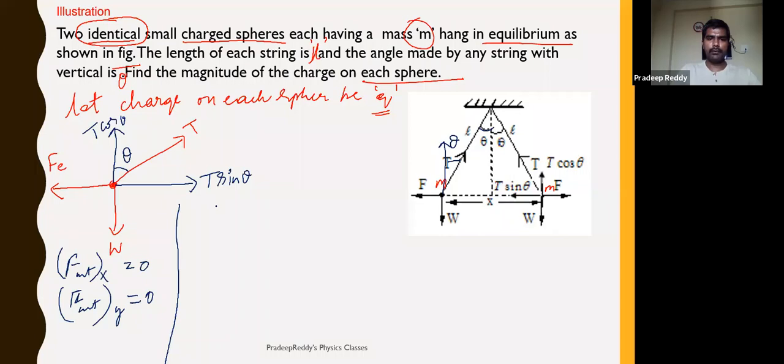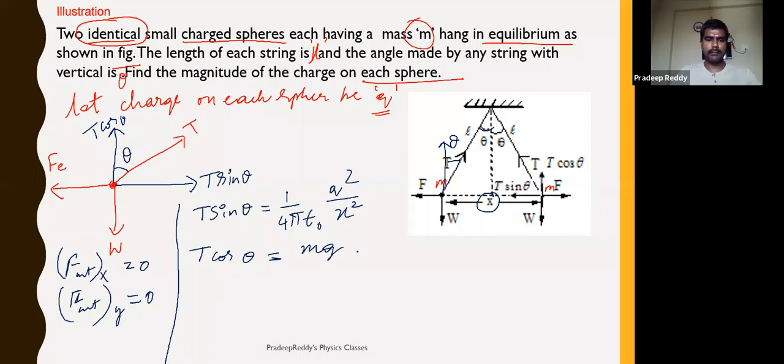It is 1 by 4 pi epsilon naught q square, because I am taking these two charges as identical, so I denote them with q, divided by the separation between these two charges, which is given as x, therefore x square. Now T cos theta is equal to the gravitational force mg. If I take the ratio of these two, I can cancel the tension. Sin theta by cos theta will be equal to tan theta.